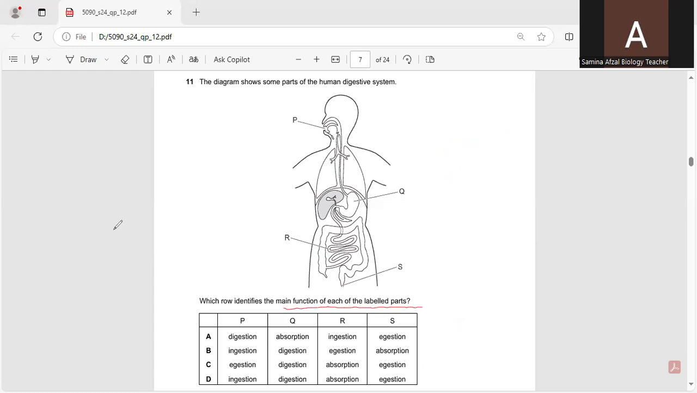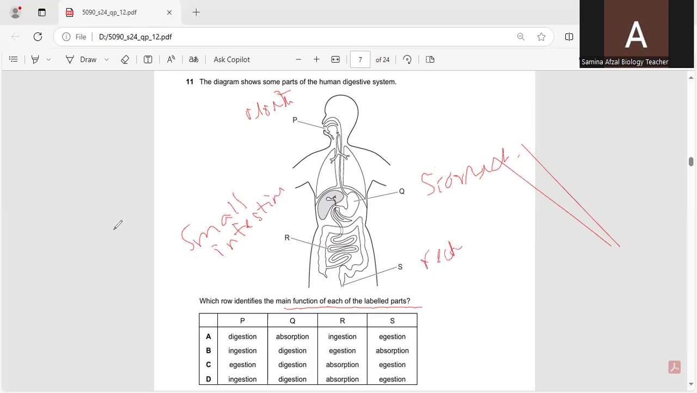First of all, P shows the mouth and Q is the stomach. R is the small intestine, and S is the rectum. In this way, first of all we have to find out: mouth, ingestion. And Q, stomach, digestion.